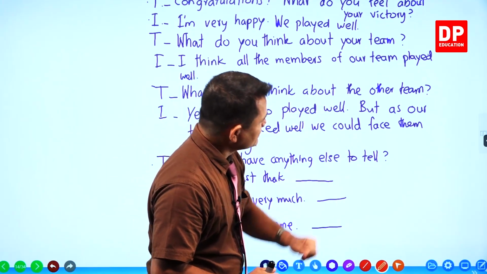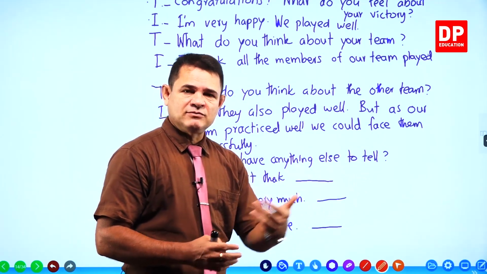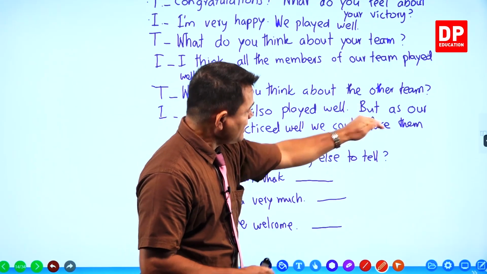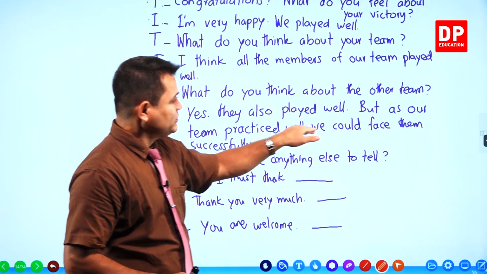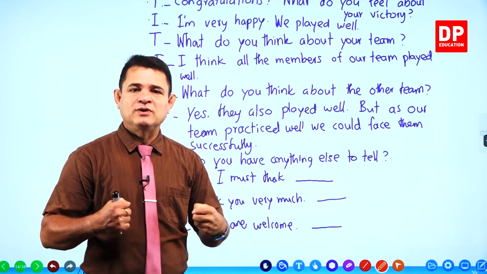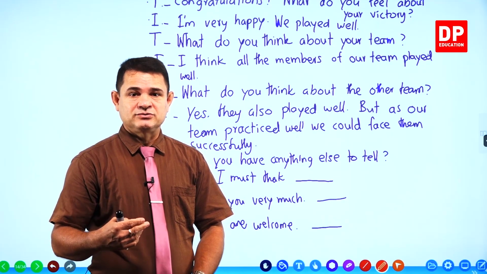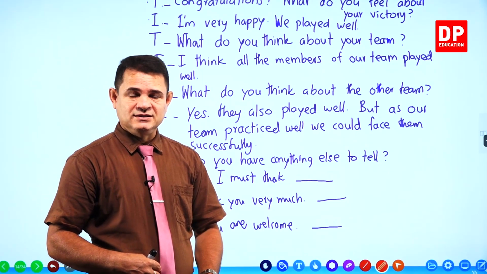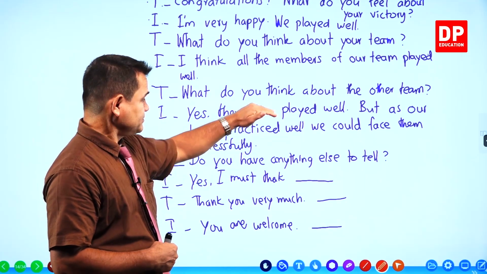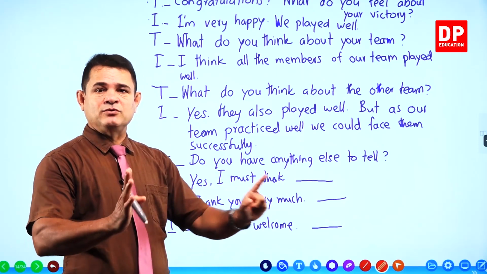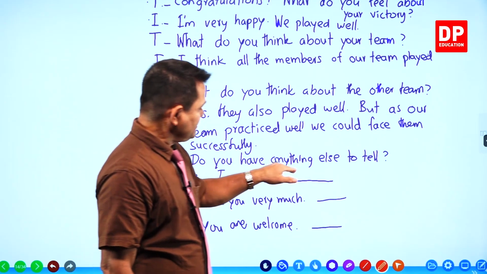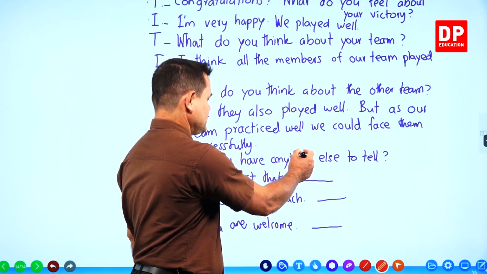What do you think about the other team? ඔබ අනිත් කණ්ඩායම් ගැන මොනවද හිතන්නේ? Yes, they also played well. But as our team practiced well, we could face them successfully. ඒගොල්ලොත් හොඳට සෙල්ලම් කරා. නමුත් අපේ කණ්ඩායම හොඳ පුහුණුවක් ලැබුවා. We got good guidance from our teachers and ඒ වගේ හොඳ මඟ පෙන්වීම ලැබුණා. So we could face them successfully. ඒගොල්ලෝ හොඳට සෙල්ලම් කරා වුණාත් අපිට ඒගොල්ලන්ට සාර්ථකව මුහුණ දෙන්න පුළුවන් වුණා because we got a good practice. Do you have anything else to tell? ඔබට තව කියන්න දෙයක් තියෙනවද?